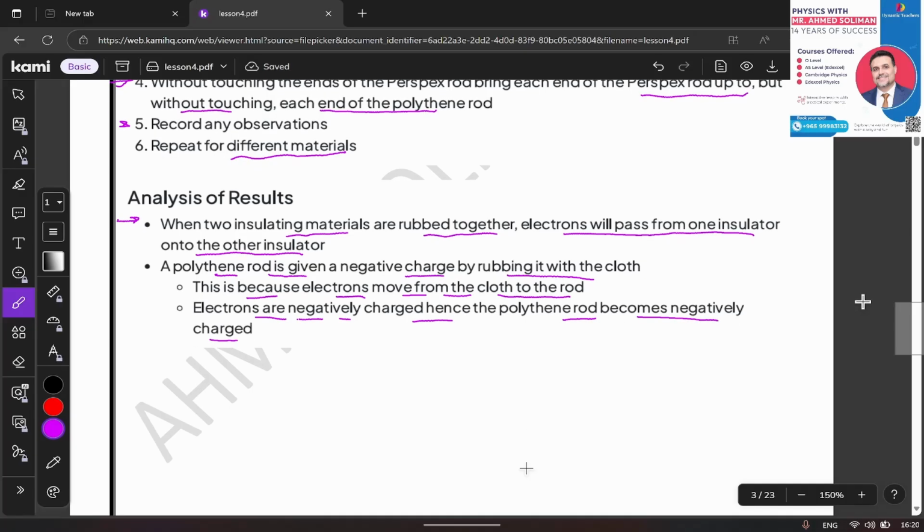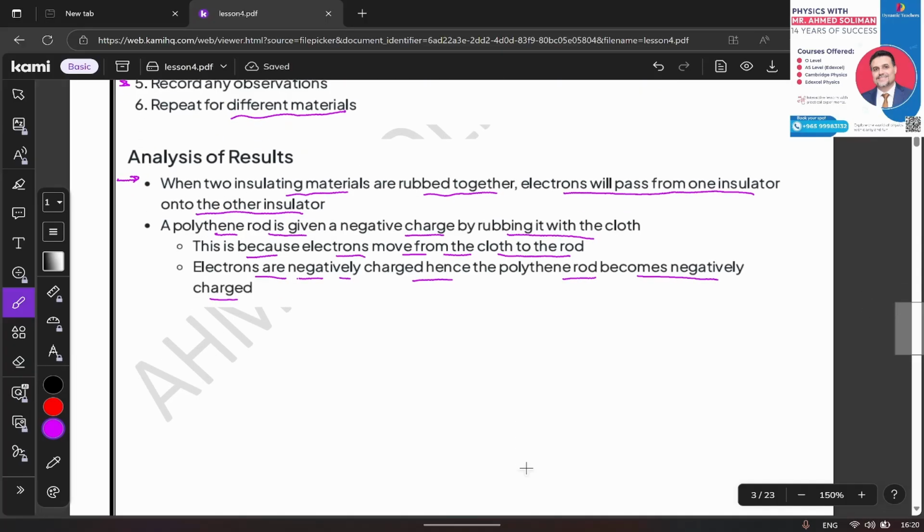Okay, so now as you see, when you rub two objects together, one will lose electrons and the other one will gain these electrons. Okay, the object that loses will be positively charged, and the object that gains will be negatively charged. So, for example, explain, Ahmed, why this rod has a negative charge when it is rubbed with the cloth.